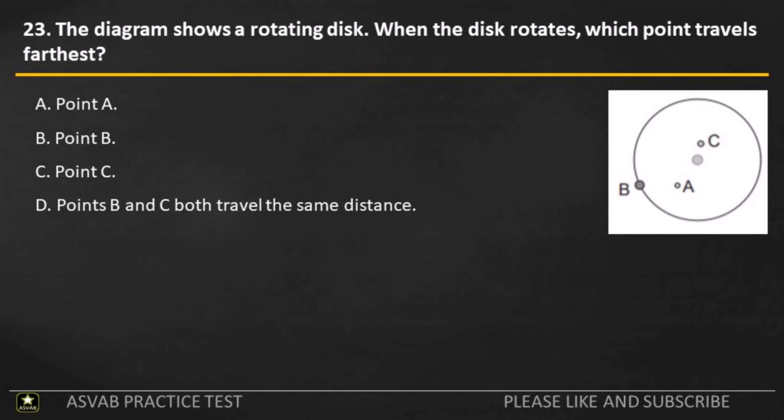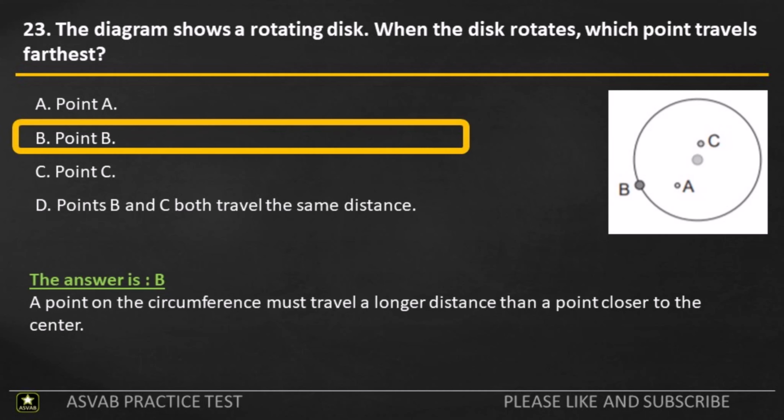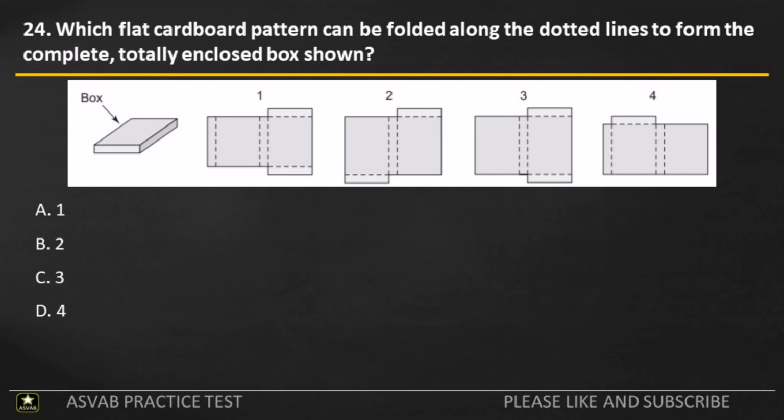23. The diagram shows a rotating disc. When the disc rotates, which point travels farthest? A. Point A. B. Point B. C. Point C. D. Points B and C both travel the same distance. The answer is B. A point on the circumference must travel a longer distance than a point closer to the center.